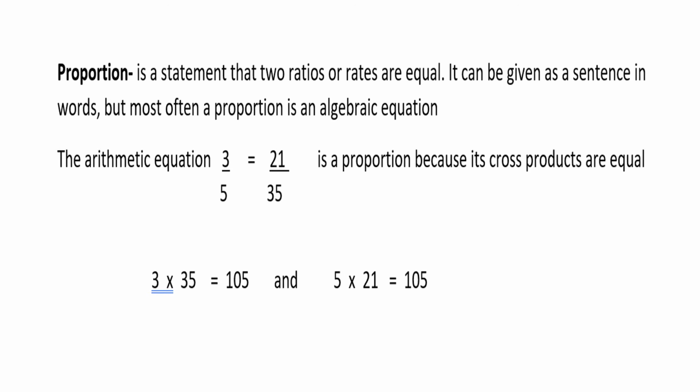Proportion is a statement that two ratios or rates are equal. It can be given as a sentence in words, but most often, a proportion is an algebraic equation. The arithmetic equation 3 over 5 equals 21 over 35 is a proportion because its cross products are equal. 3 times 35 is equal to 105. 5 times 21 will also give us 105. Therefore, they are proportions. Just remember that the answers should be the same. They are called proportions.